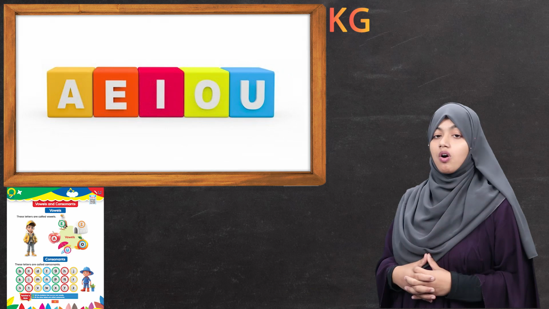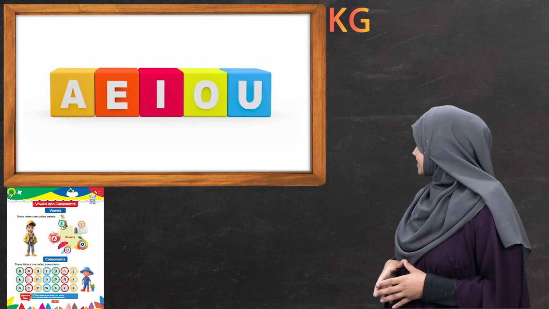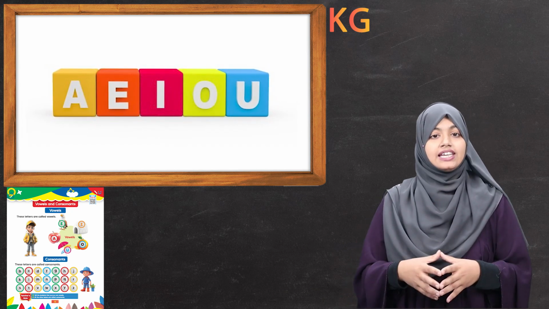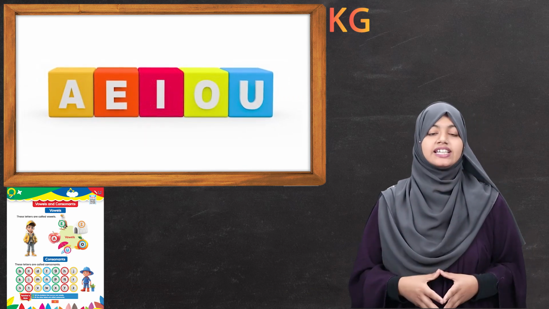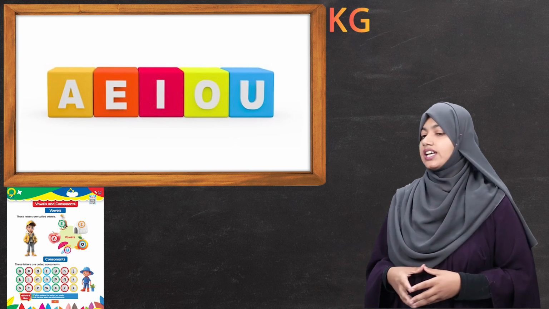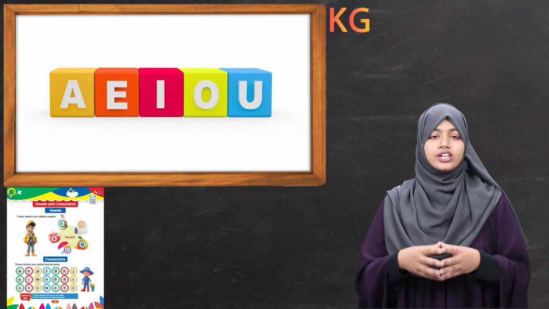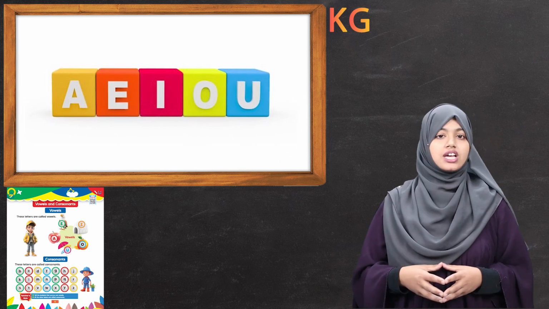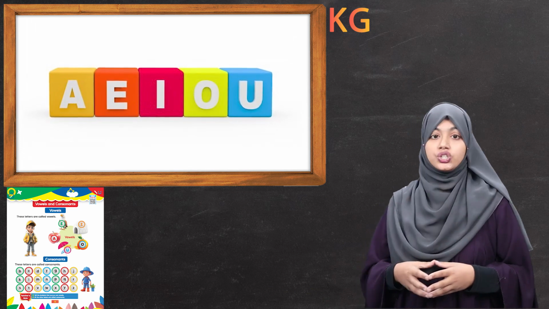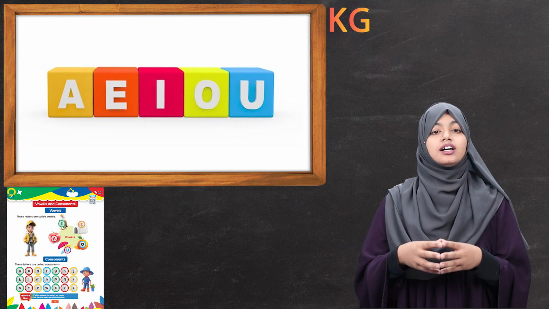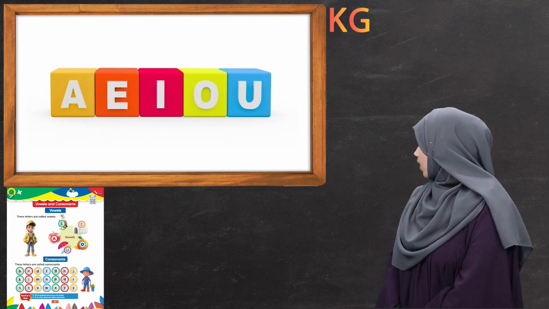What is the sound of A? It's A. Okay, A. And what is the sound of E? It's E, elephant. Okay, like A, apple, E, elephant. And what is the sound of I? It's I, igloo. Okay, and what is the sound of letter O? It's O, orange. And for letter U, it's umbrella. Okay, students, you have to revise all the sounds of vowels.